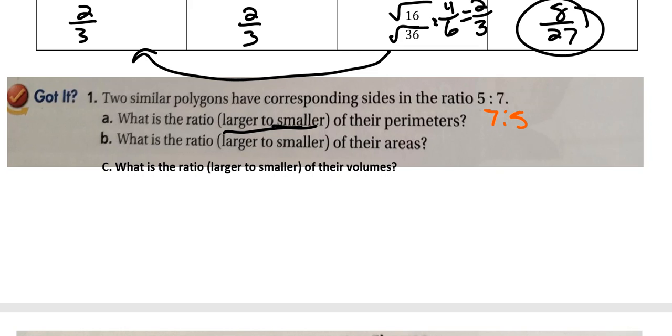So areas would mean we would have to square that. It would be x squared over y squared. So it's going to be 49 over 25. What is the ratio larger to smaller of their volumes? Again, volume is when we cube it. So that would end up being 7 cubed, which we said was 343, and 5 cubed is 125.